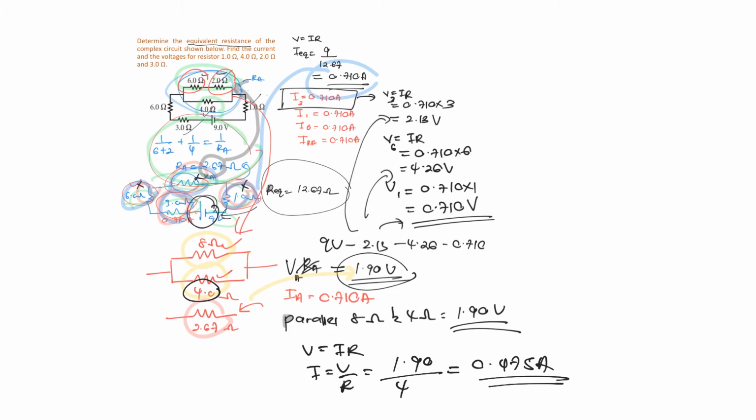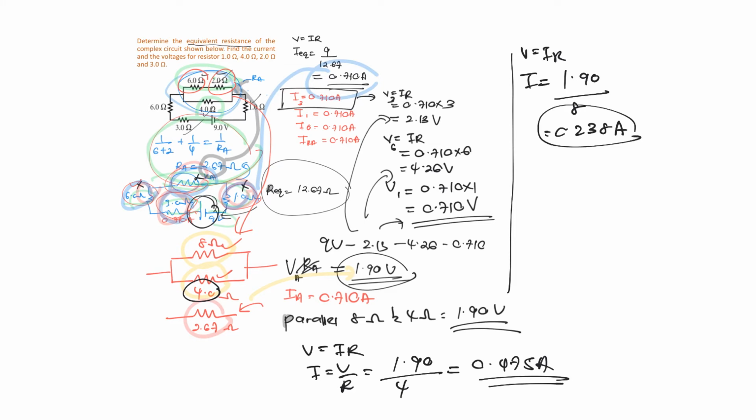And how about the 8 ohm? The same thing here. V equals IR also. Find the current over there. V is 1.90, R is 8. So 1.90 divided by 8, and you are going to get 0.238 ampere.